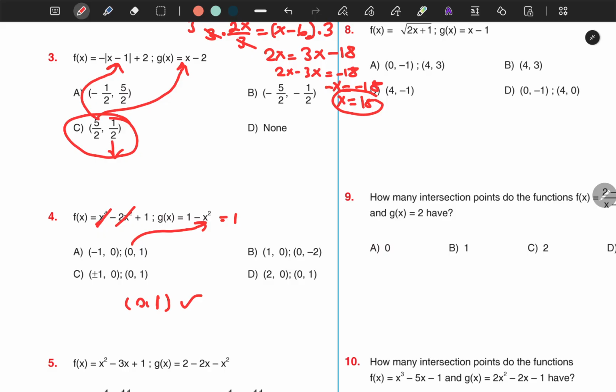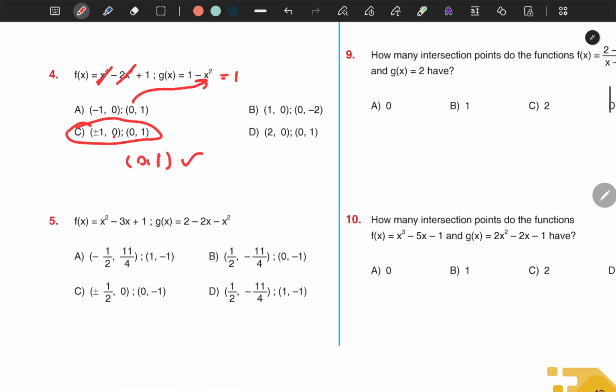And then let me do another one. Let me replace here negative 1 and positive 1. When you replace the negative 1 here, again you will get 0, isn't it? So it means that this is true. If I replace positive 1, again I will get 0, so it means that C is the correct option. Just replace it. Okay.